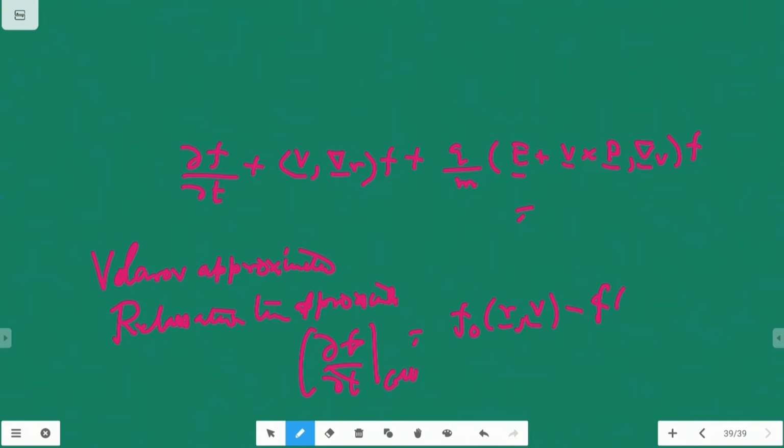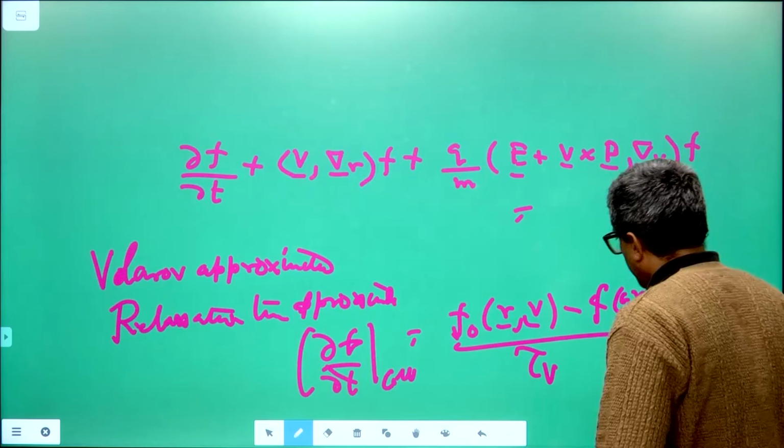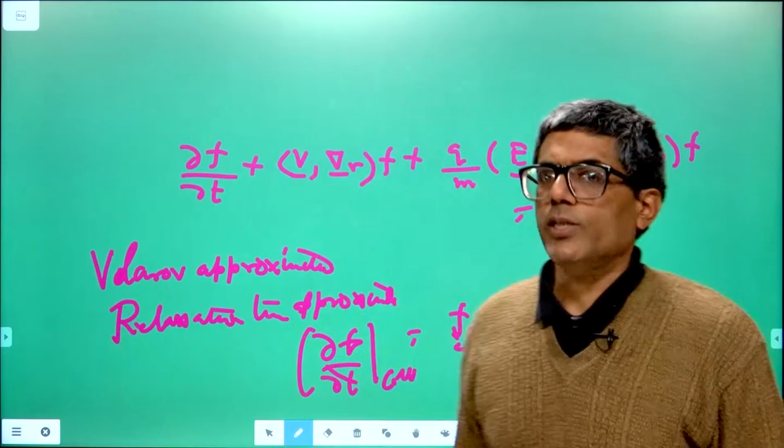divided by the velocity time constant. That means, if the actual distribution function is smaller than the equilibrium distribution function, then it will increase due to collisions. If the actual distribution is more than the equilibrium distribution function, then the collisions will cause it to decrease. That is, in either case, you are propelling the whole system towards equilibrium. The whole system is driven towards equilibrium. So, we write this as f naught minus f by tau v.